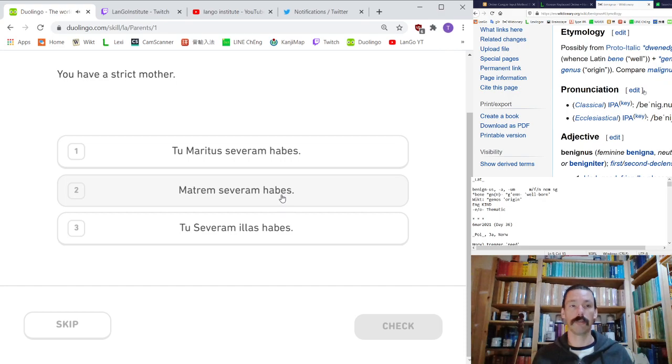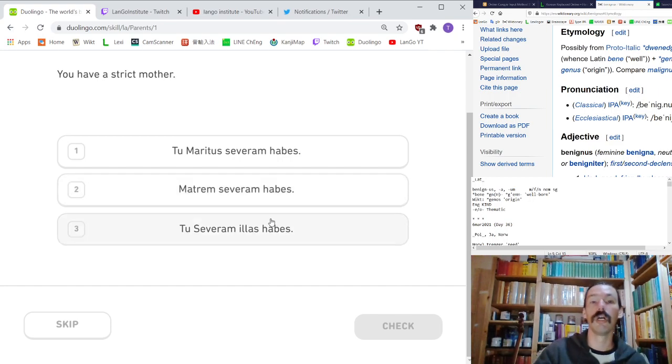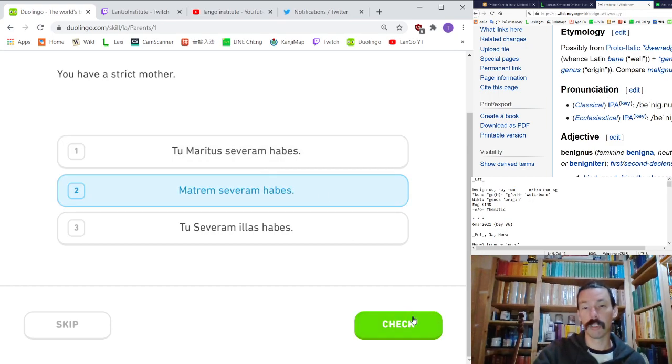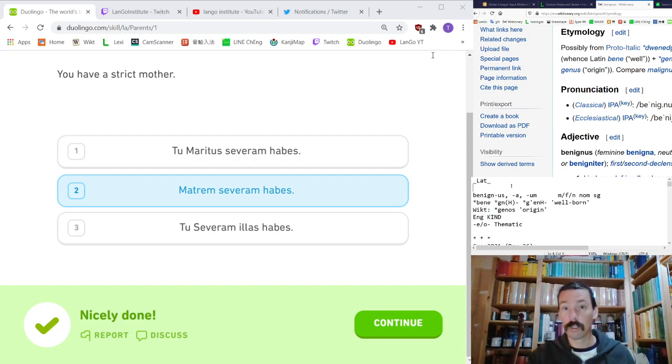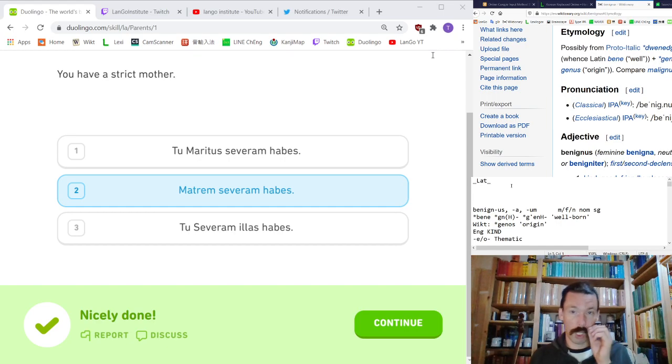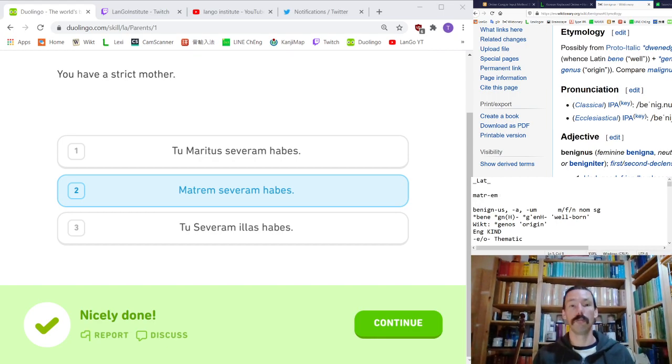You have a strict mother. We're going to put the object first. The mother, strict. Here we can have the noun first. You don't have to. Matrem severam habes. So matrem, ending in m. Let me zoom in a bit. In Latin noun classes, we've got on the one hand matrem, where the segmentation is m is the suffix, mother, object form, and severam. It's grammatically the very same category. It's in a phrase with it. You have a strict mother.